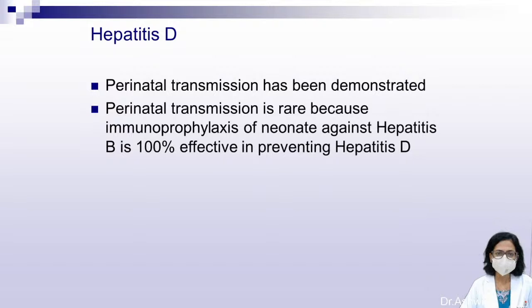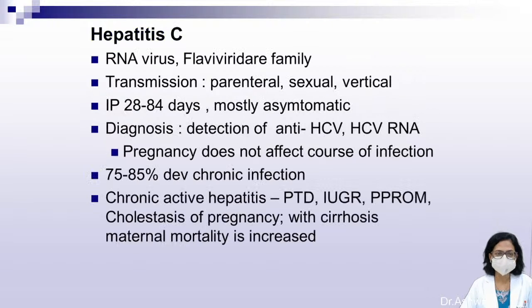Hepatitis D is another virus. Perinatal transmission has been demonstrated. But again, perinatal transmission is rare because immunoprophylaxis of the neonate against hepatitis B is 100% effective in preventing hepatitis D, which usually coexists with hepatitis B.